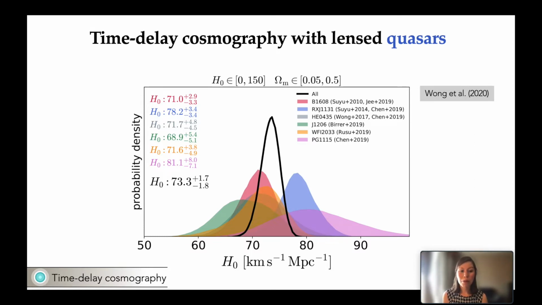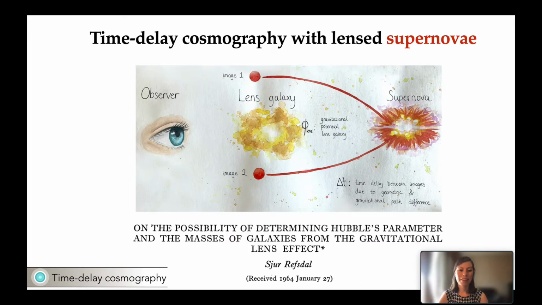So quasars have been very useful for this purpose, but when this idea of inferring the Hubble constant from time delays was originally proposed in 1964 by the Norwegian astrophysicist Refsdal, he actually envisioned it with lensed supernovae. And this can have several advantages.